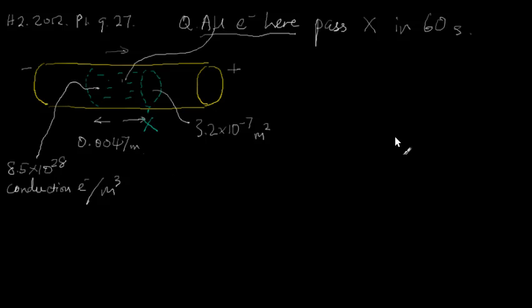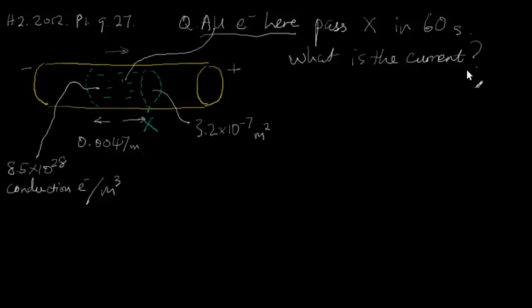I've still not written down the question yet. This is what we're given. All the electrons in this section will pass this point X in 60 seconds, and the question is, what is the current? That is the question. Let's try and do that. Now let's see how we can try and answer this question.